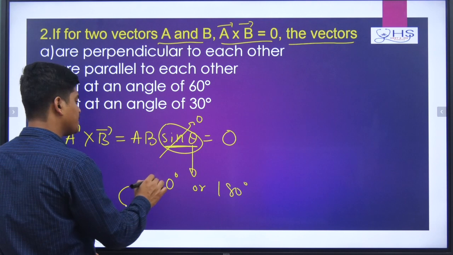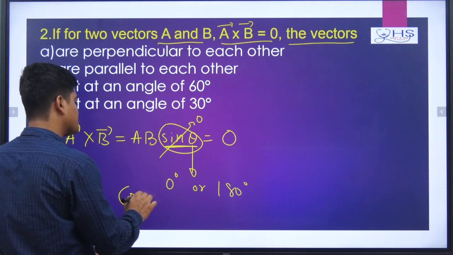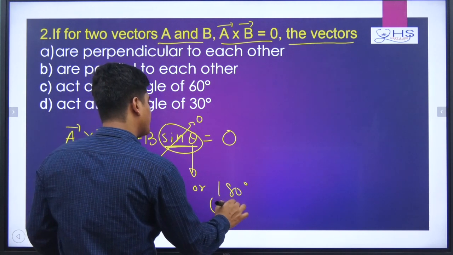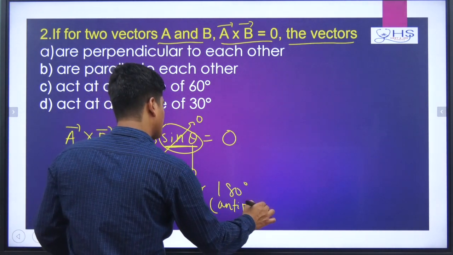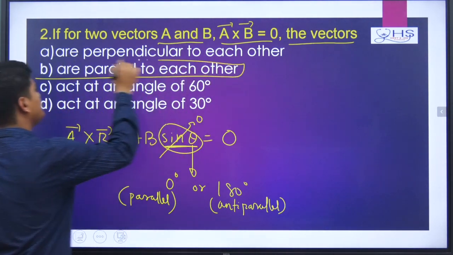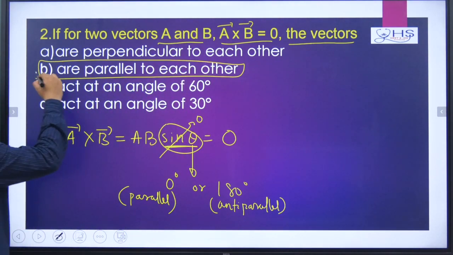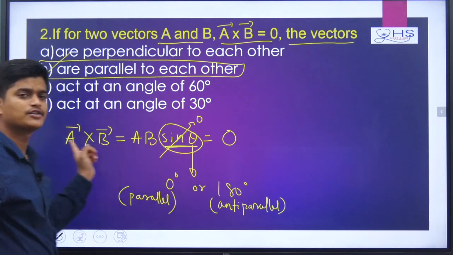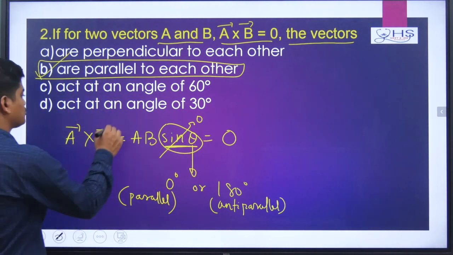Now theta is 0 degree means what? Two vectors are parallel to each other. Theta is 180 degree means what? They are anti-parallel to each other. So here what will be the answer? Here the answer will be B. If two vectors are parallel to each other, then theta will be 0, and then A cross B will come as 0.